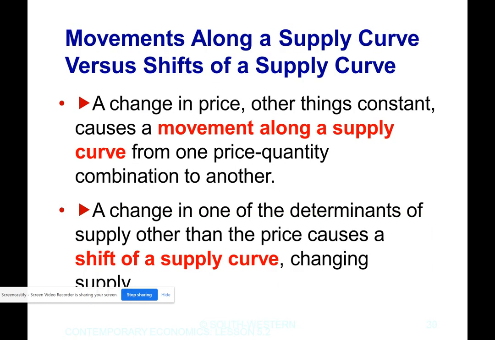So movements along a supply curve versus shifts. Movements and shifts are different things. A change in price, while other things are constant, right? A change in price causes a movement along the supply curve from one price quantity combo to another. A change in one of the determinants, like technology, right? A change in one of the determinants of supply, other than the price, causes a shift, which changes supply. Doesn't change the price, but it changes the supply.